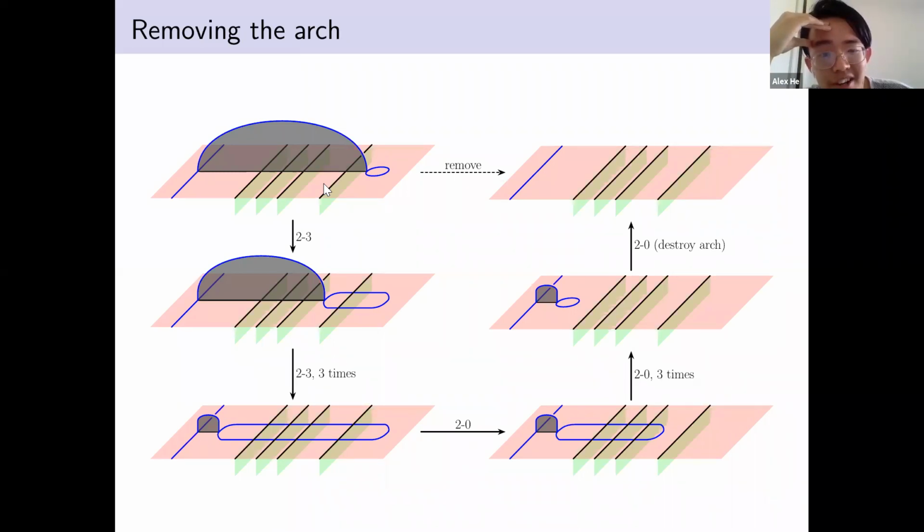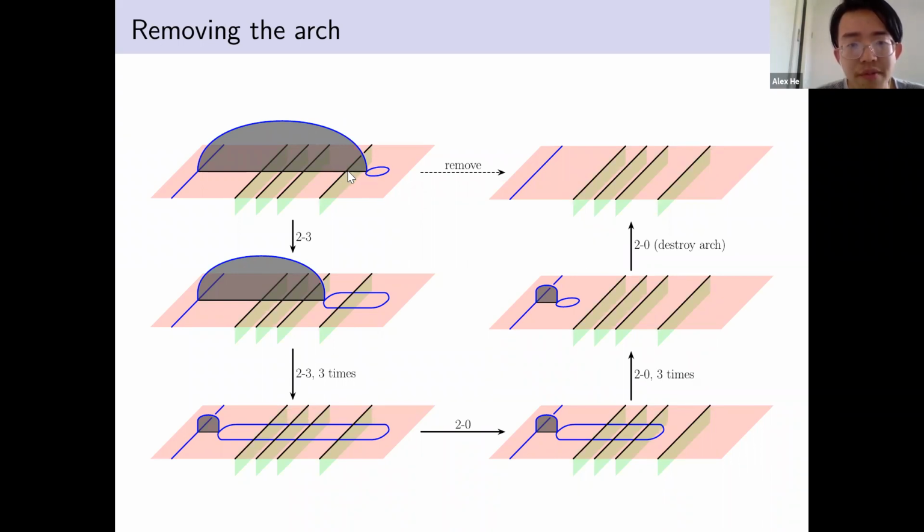So how does this work? You do a whole bunch of 2-3 moves. Basically, you've got this. This is kind of hard to explain. So maybe, okay, you've got this kind of cell here. You've got these two vertices, right?